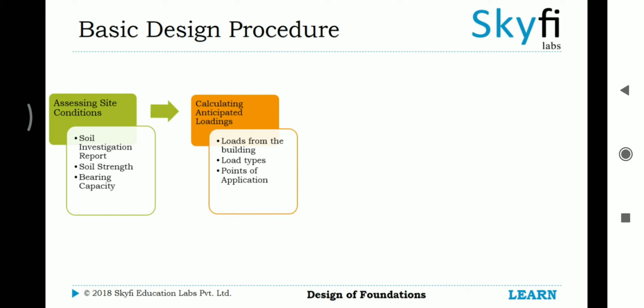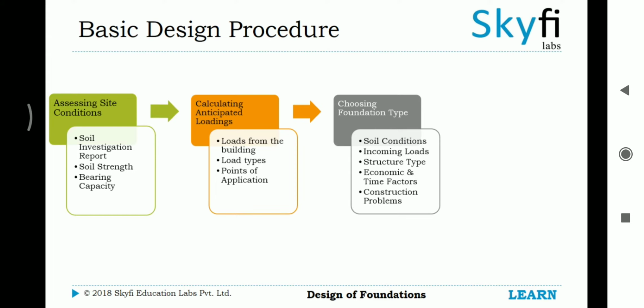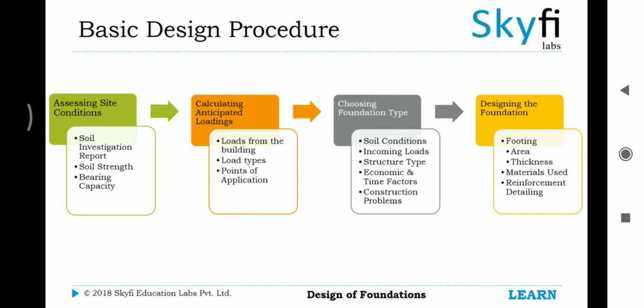After getting these values, you will choose the most accurate foundation type for the given conditions. As explained in the previous videos, the criteria for selection of foundation type depends on various factors, like soil conditions, incoming loads, type of superstructure, economic and time factors, and local construction problems. After completing these steps, you will proceed with the design of the footing. The design footing should be safe against failure. Here, you will determine the area and thickness of the footing, the concrete and reinforcement materials to be used, and generate their detailing diagrams.